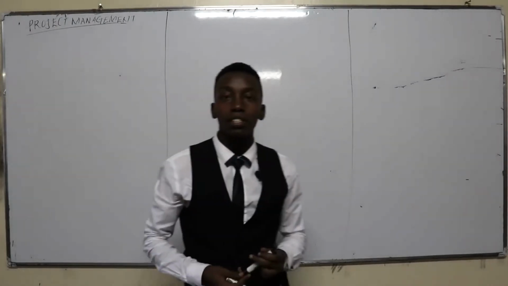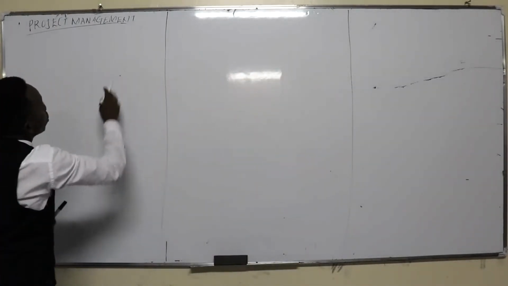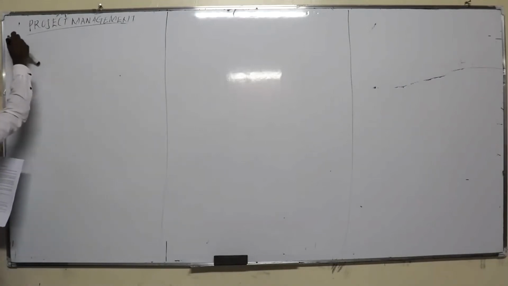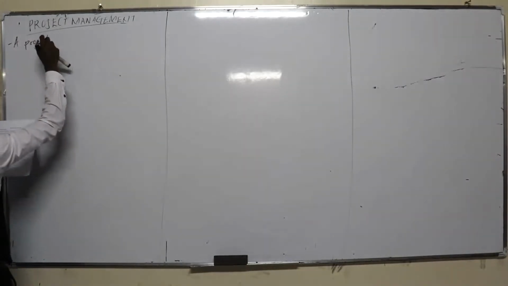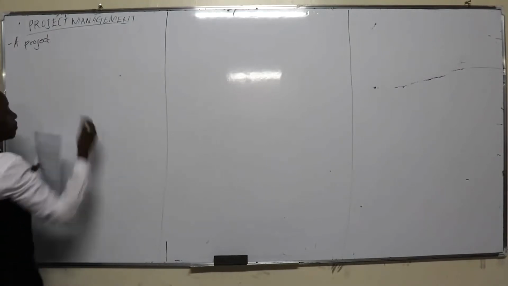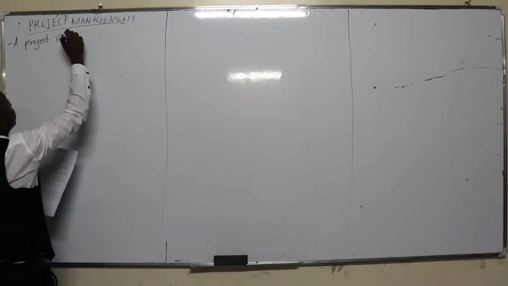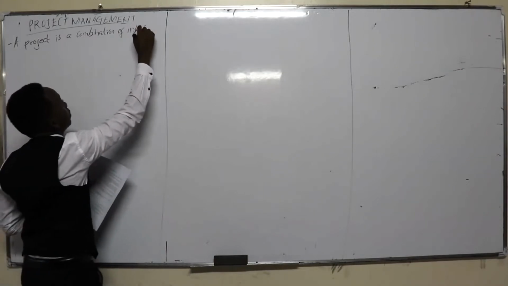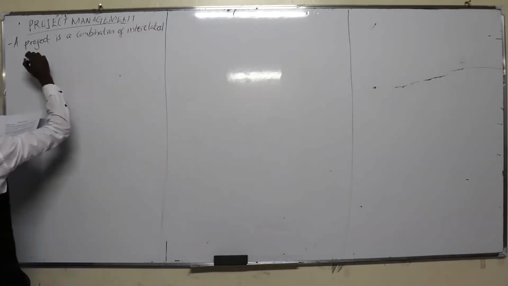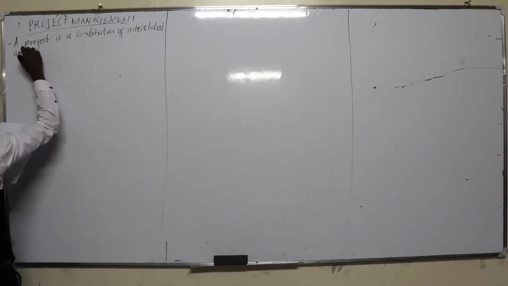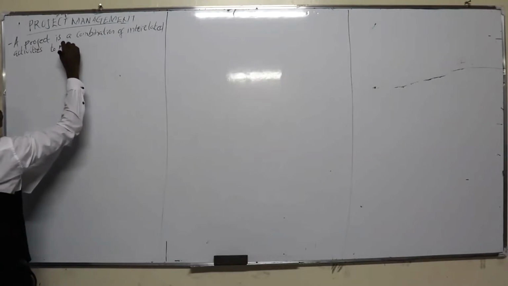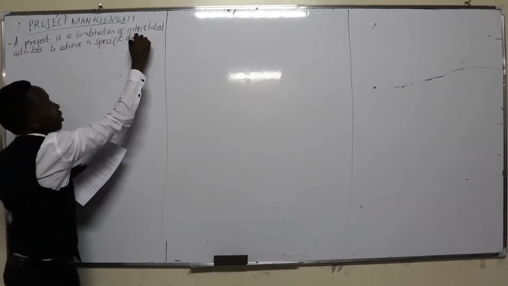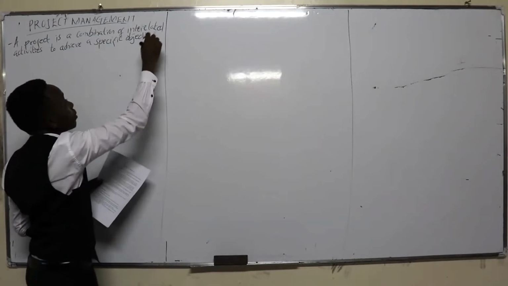And a project is defined as a collection of activities aimed at achieving a specific objective. A project is a combination of interrelated activities to achieve a specific objective. Now, keep in mind this definition because it bears on the characteristics of projects.